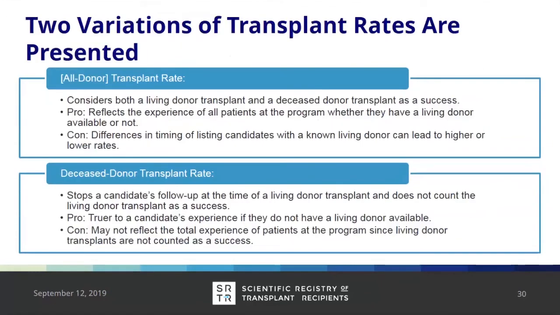We do present two different variations of this transplant rate in the reports. One we would call just the transplant rate, and I put this in parentheses here, the all-donor transplant rate. So for liver and kidney programs, we know we can be transplanted by a living donor or we can be transplanted by a deceased donor.